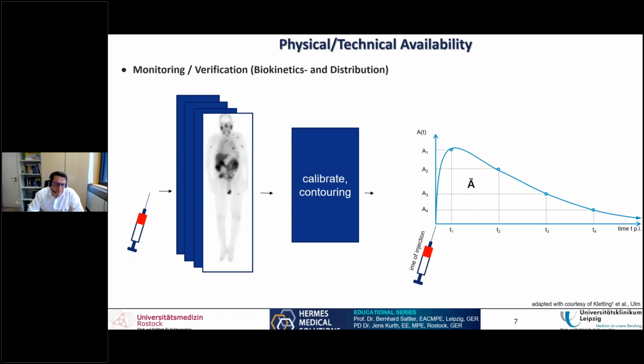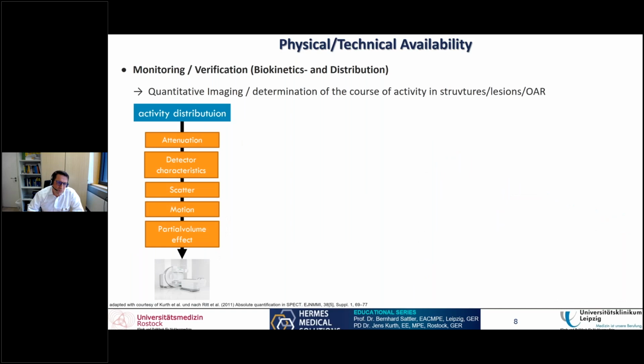And basically, the monitoring and verification of biokinetics and biodistribution is the basis for dose calculations. It works like that: we inject the activity, and then we calibrate and contour our regions, and then we follow the time integrated activity curves and determine the surface and the accumulated activity under that curve. We have different options to do that. We can just use a probe, or we can use imaging that we measure our activity distribution with.